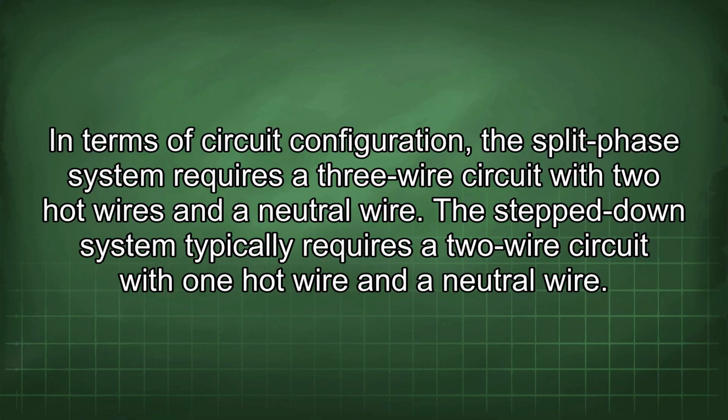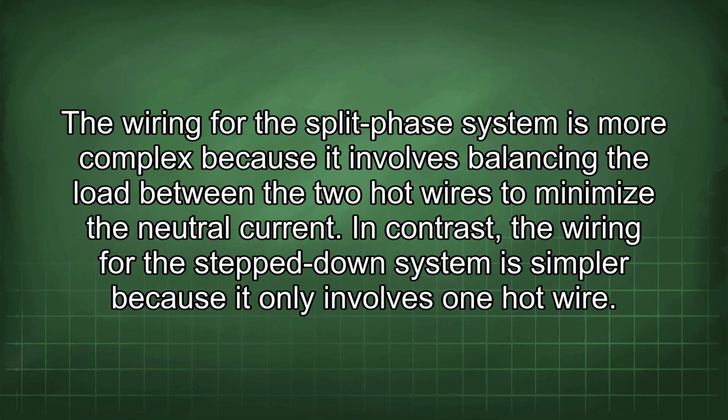In terms of circuit configuration, the split-phase system requires a three-wire circuit with two hot wires and a neutral wire. The step-down system typically requires a two-wire circuit with one hot wire and a neutral wire. The wiring for the split-phase system is more complex because it involves balancing the load between the two hot wires to minimize the neutral current. In contrast, the wiring for the step-down system is simpler because it only involves one hot wire.